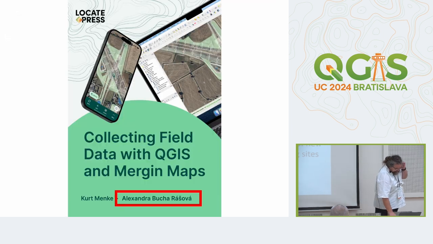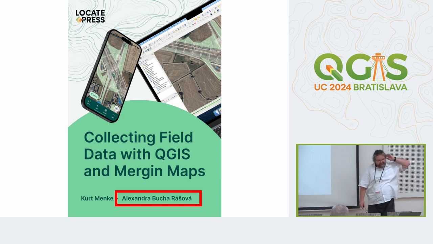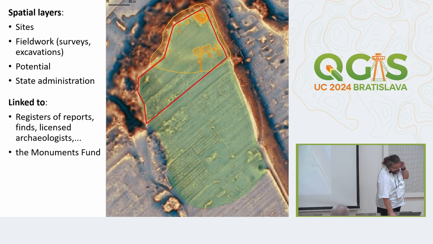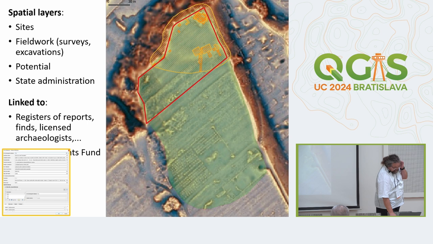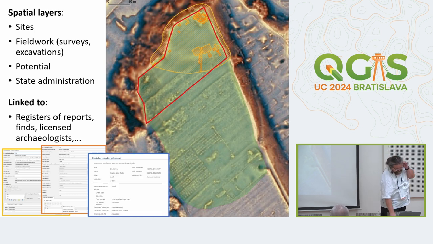And for instance, I'm pretty happy that me and Alexandra, the co-author of this publication, convinced the Monument Board of Slovakia to go completely with the QGIS solution. So the Monument Board is using things like the Mergin Maps, QField, and QGIS. And they are recording the data about the sites, and it is based on the LIDAR. They add several hundreds or thousands of records to the national database because of this combination.